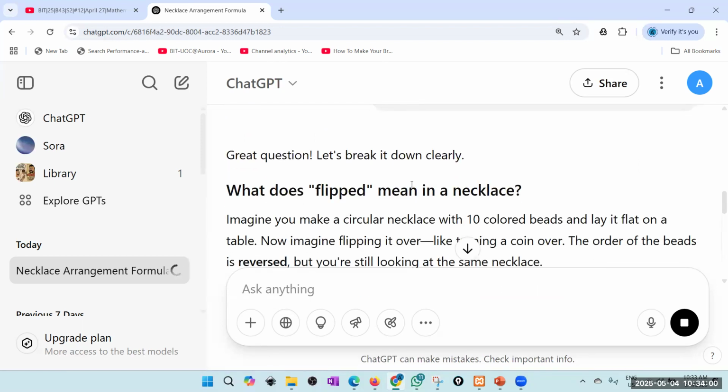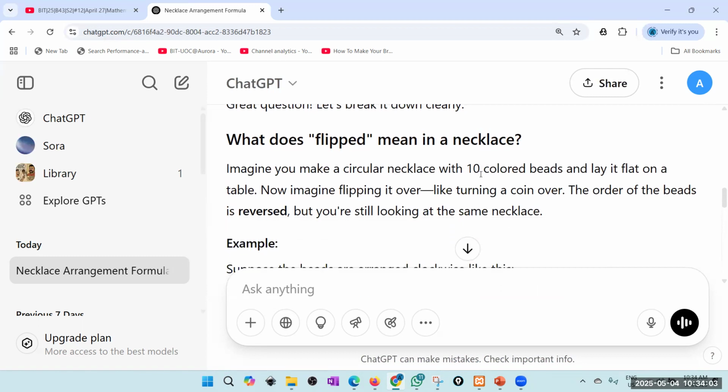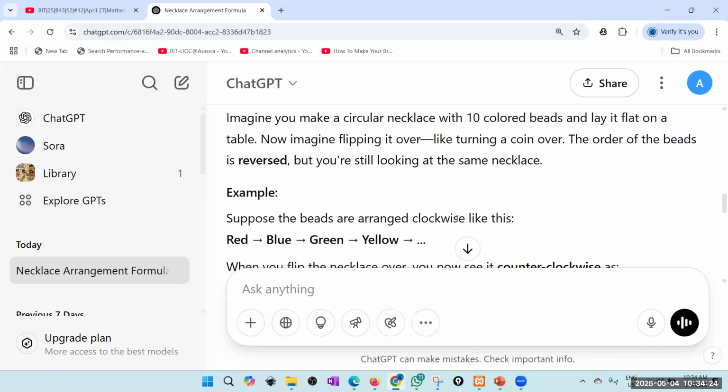What does flip mean in a necklace? Imagine you make a circular necklace with 10 colored beads and lay it flat on a table. Now imagine you flip it over, like turning a coin over. The order of the beads is reversed. But you are still looking at the same necklace. Same necklace. Yes, same necklace.